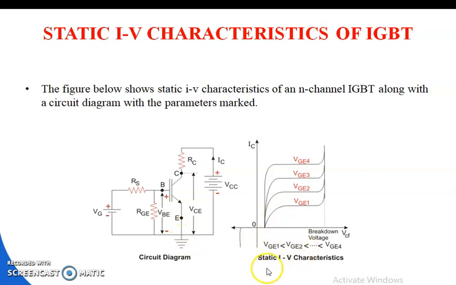Then figure 2 shows the static VI characteristics curve of the IGBT. This curve is drawn between collector current IC versus collector-emitter voltage VCE. Here we see VGE1 less than VGE2 less than VGE3 up to VGE4, where we are increasing the voltage between gate and emitter. Whenever we increase the gate-emitter voltage more and more, more and more gate current is injected into the base terminal.